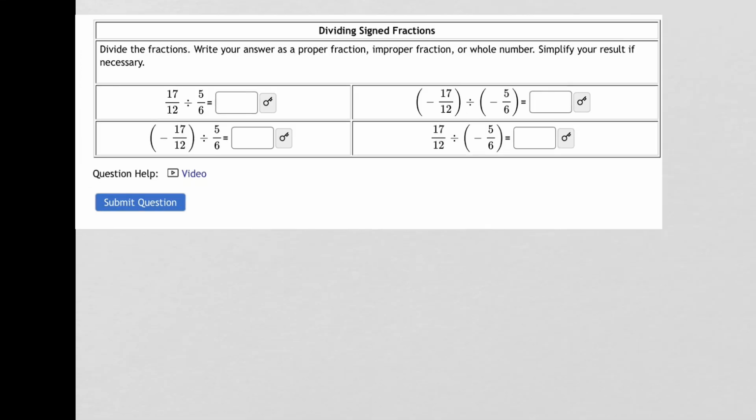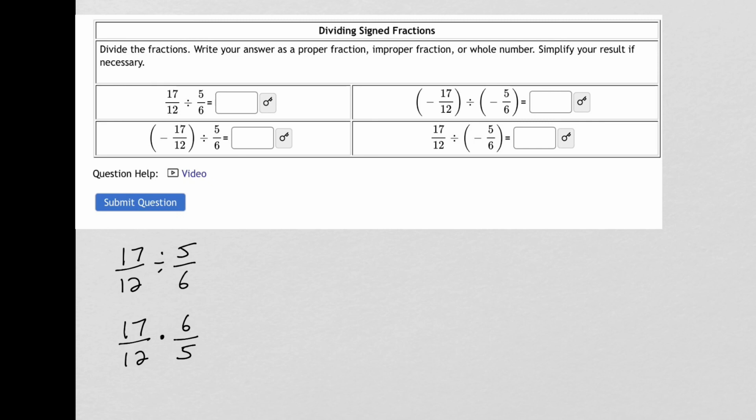Okay, and then let's just do a similar problem with division. So see how all of these numbers are basically the same. The only thing that's different is the sign, right? Whether it's positive or negative. So if I just do 17/12 divided by 5/6, let me do that out. Well, first of all, we know how to divide, right? The first fraction stays the same, and I multiply by the reciprocal of the second fraction, the divisor. Right? That's how you divide fractions.